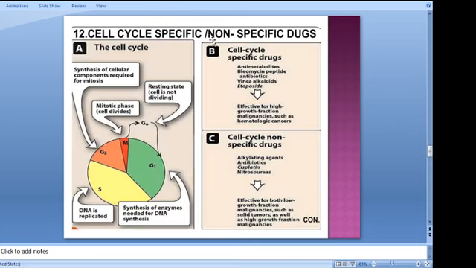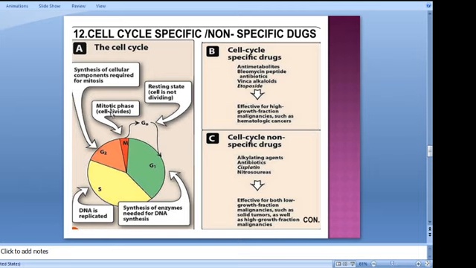Then the cell cycle. The cell cycle specific and non-specific drugs. So mainly the cell cycle involves synthesis of cellular components required for the mitosis phase, because these are all the phases of the cell cycle, right? G1, G2, S phase and the M phase. These are the things we know, right? There's the resting phase and the mitotic phase. These are the important phases.